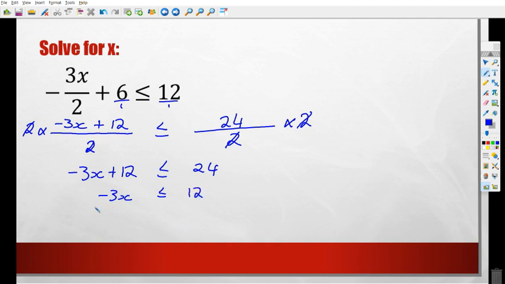Now I'm going to divide by a negative. Ooh. What did I learn in the previous example? I need to do something when I divide by a negative. I need to switch this. Remember, I need to flip it. So I'm going to divide by negative 3.